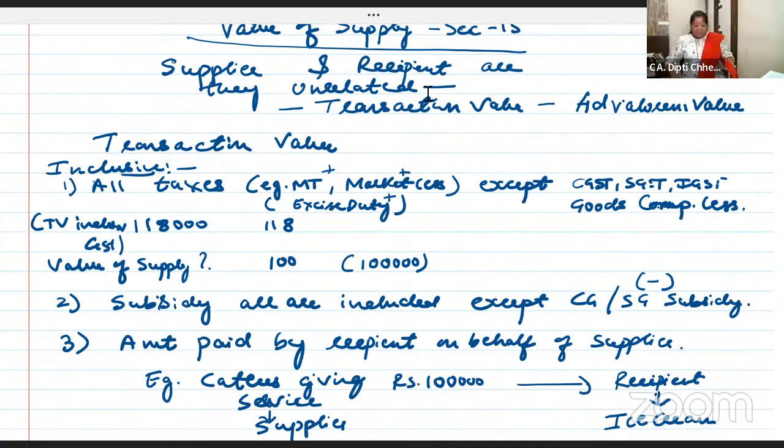Sorry for the interruption. So once again, we are back here. Okay, what did we say? That transaction value is the value on which you have to pay GST.